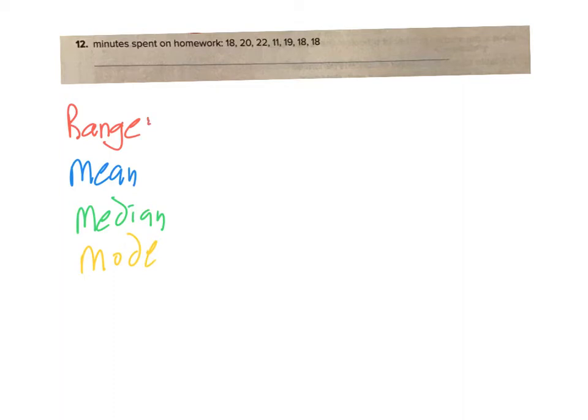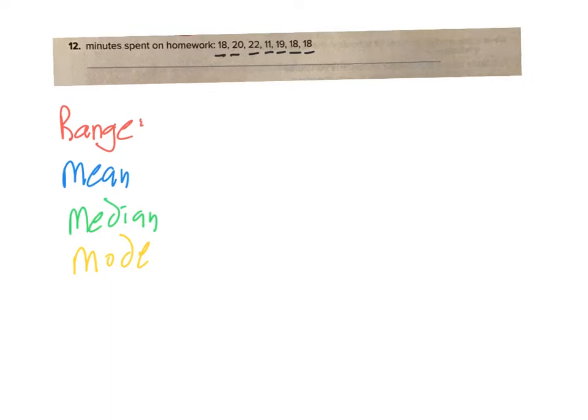Now we have a data set here. We have 18, 20, 22, 11, 19, 18, 18. First thing I'm going to do is put them in order from least to greatest. So I do see I have an 11. Cross that out. Then I have 18. Cross that out. Then I have another 18. Then I have a third 18. Then I have a 20. And I have a 22.